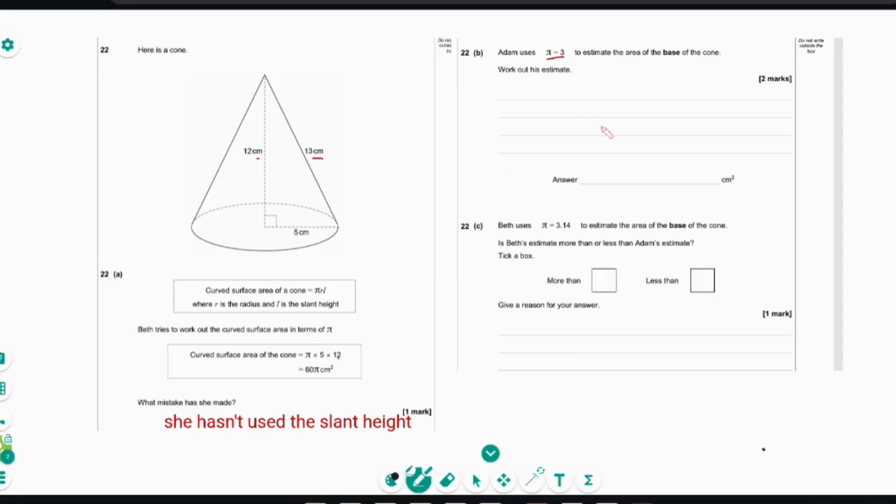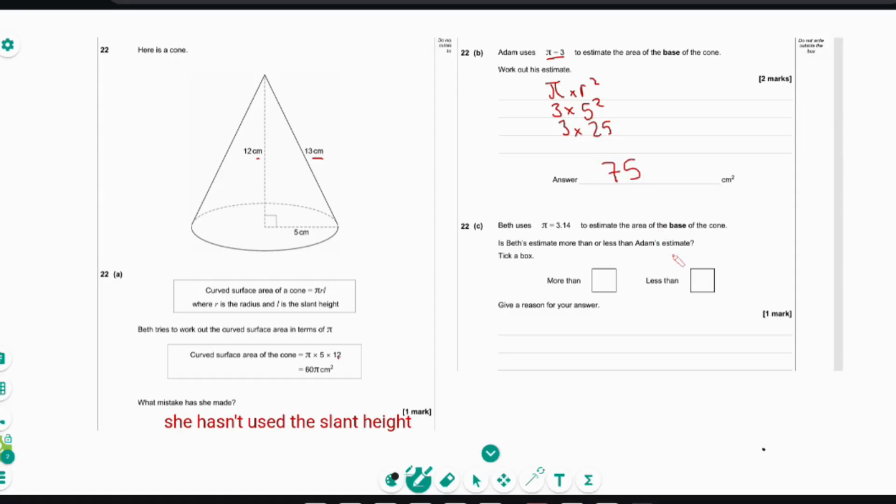Adam uses pi equals 3 to estimate the area of the base of the cone. Work out his estimate. So the base of the cone is pi r squared. It's a circle. Pi times radius squared. He's rounding pi to 3, so it's 3 times radius of 5, 5 squared. 3 times 25, 5 times 5 is 25, so it's 75.